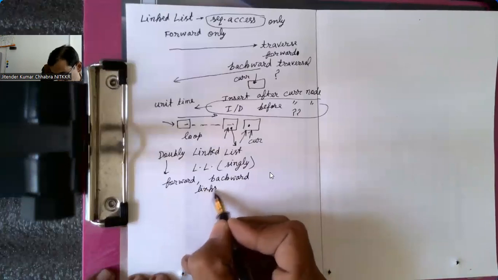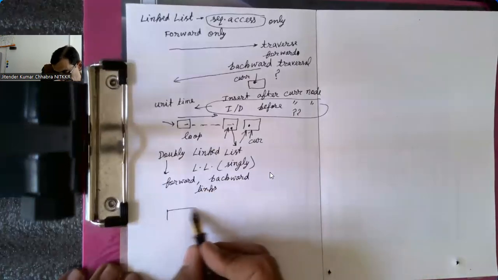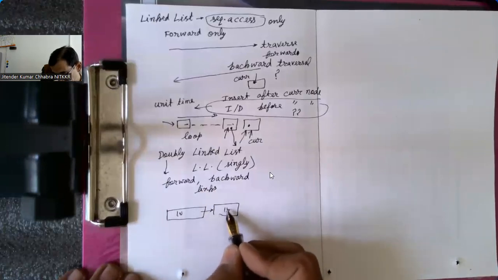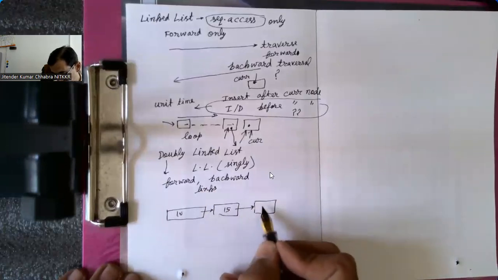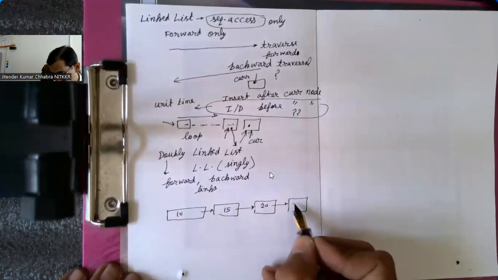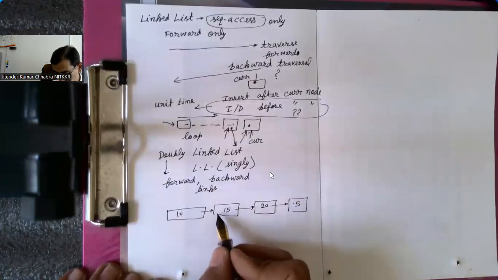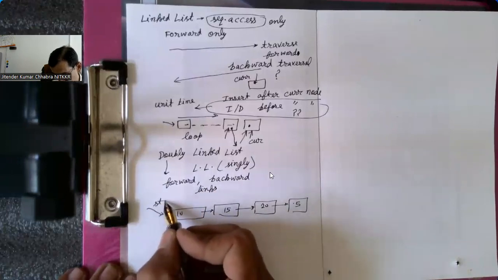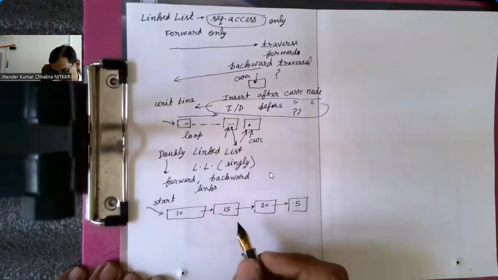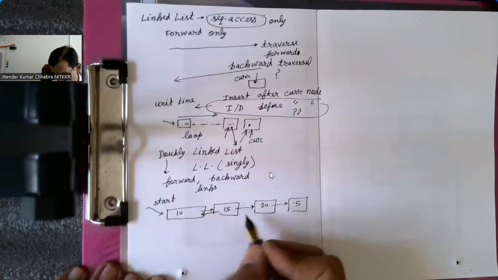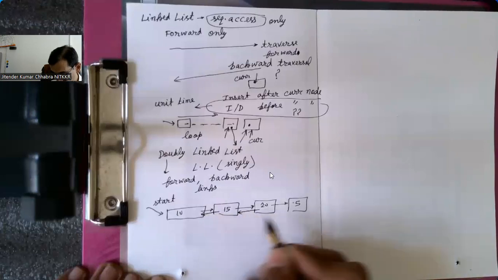Both links. Meaning, if I have my list like 10, say 15, then 20, and so on, let's say then I have 5 or 25, whatever you say. Now, this was a singly linked list. By default, when the word linked list is used, we will refer to a singly linked list. But a doubly linked list means from every node, you also have the back pointer.